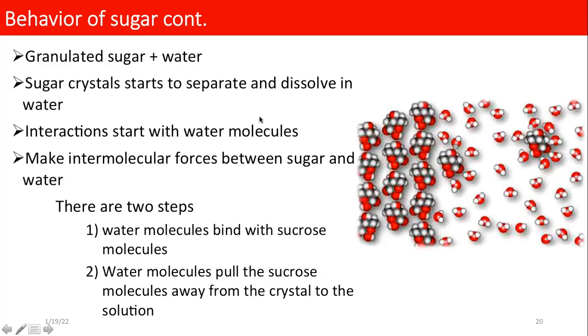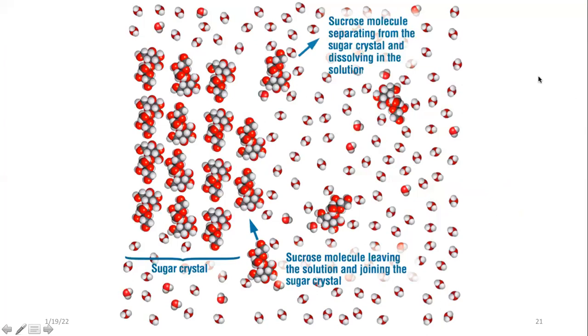It's clear, right? In this picture also you can see sucrose molecules separating from the sugar crystal and dissolving into the solution, right? And parallelly, there is another reaction: sucrose molecules leaving the solution and joining the sugar crystal. These two mechanisms are happening parallelly, right?